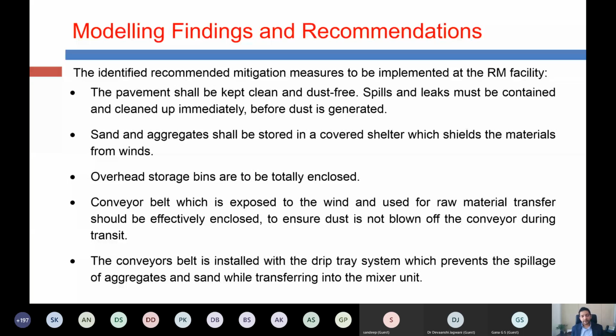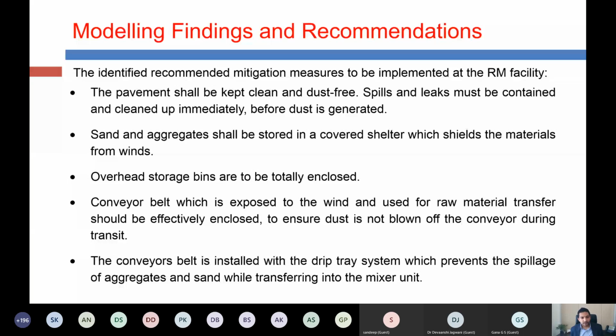The conveyor belts, which were exposed to the wind earlier, were asked to be covered and enclosed completely, so that wind-blown dust emission would not occur from the conveyor belts. The drip tray system was also installed, so that any leak that occurs from the conveyor belts will be contained in the drip trays, and the material that has fallen on the ground will not spread further.